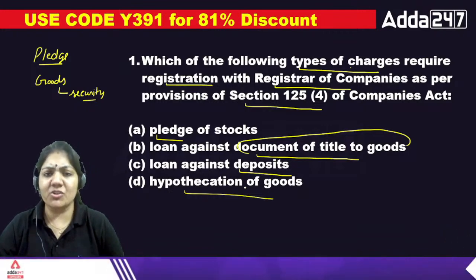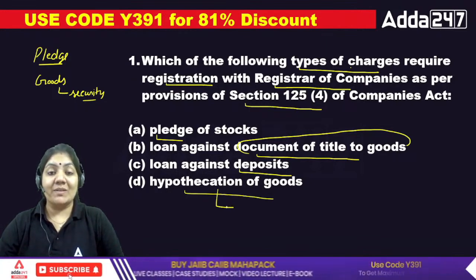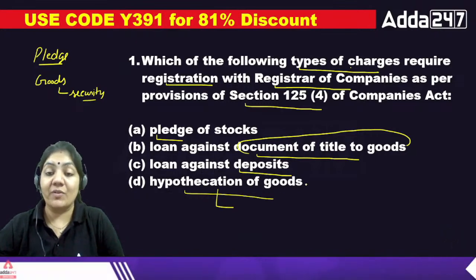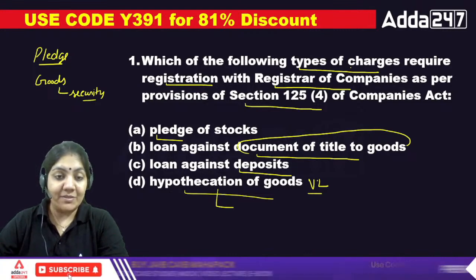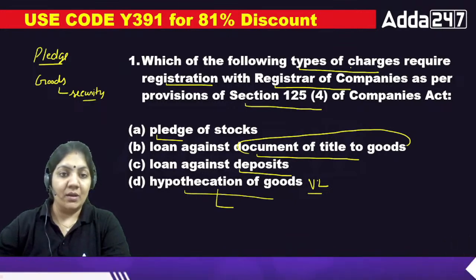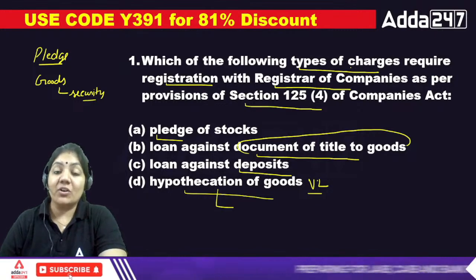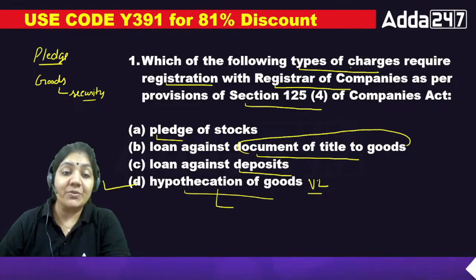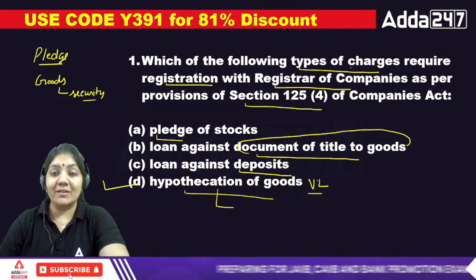And hypothecation of goods. What is hypothecation? Hypothecation is itself a security, just like the example of a vehicle loan. In the vehicle loan, class, the ownership and possession remain with the borrower, and in the hand of the creditor is only the real document of the vehicle. So for the first one, the exact answer is hypothecation of goods. It requires the registration.